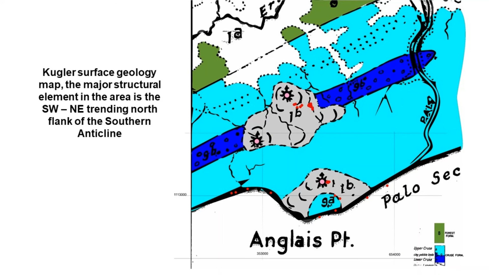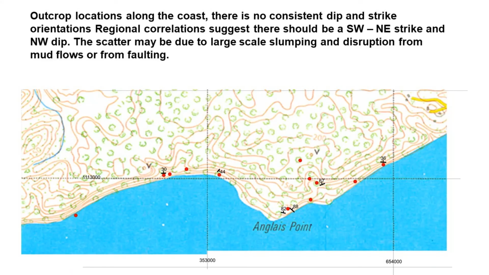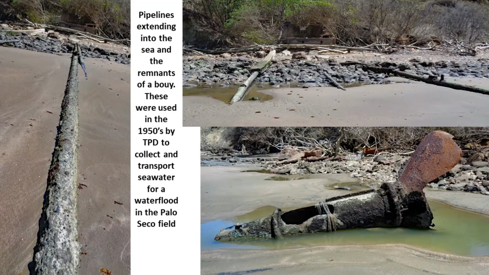On this Kugler surface geology map, the major structural element in the area is the southwest and northeast trending north flank of the southern anticline. At outcrop locations, there is no consistent dip and strike orientation. Regional correlations suggest there should be a southwest and northeast strike and a northwest dip. The scatter may be due to large-scale slumping and disruption from mud flows or faulting.